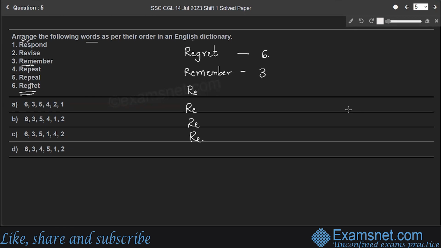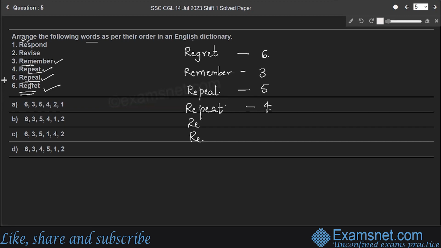after REP comes REPEAT and REPEAL, right? Here L comes before T, therefore repeal comes before repeat, right? So the 5th word, after the third one, after repeal, repeat comes, right? So which is the 4th word, right? So we have 2 more words, right?